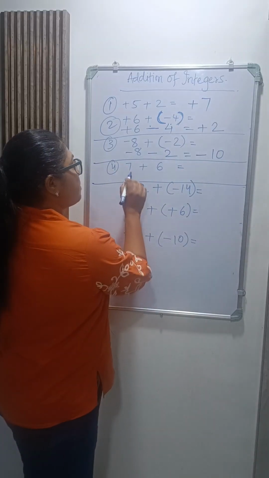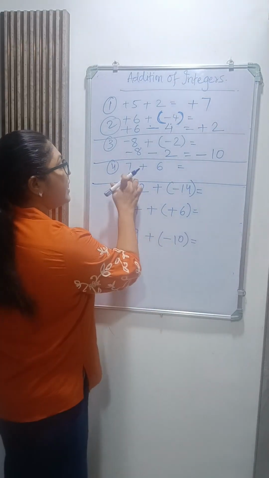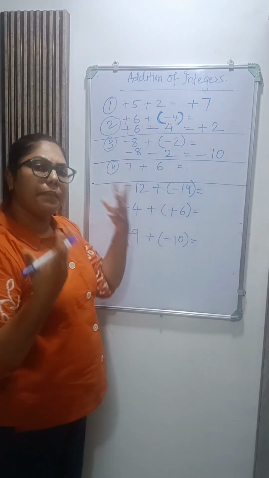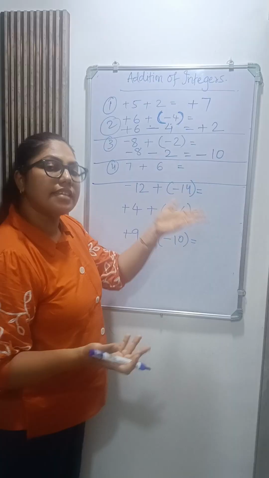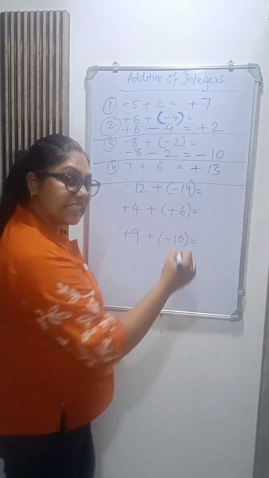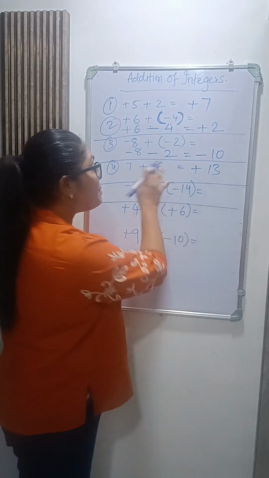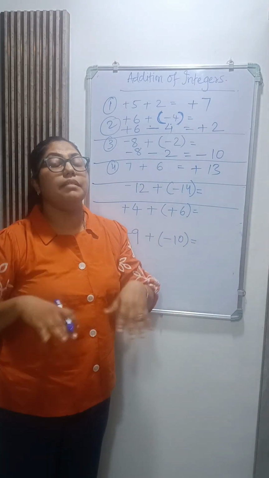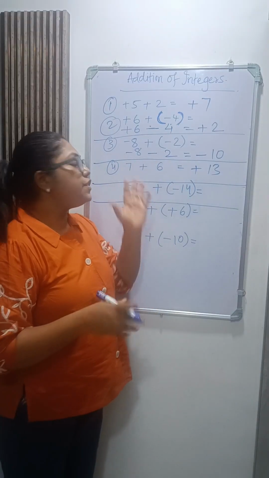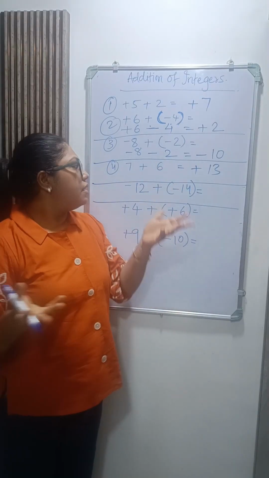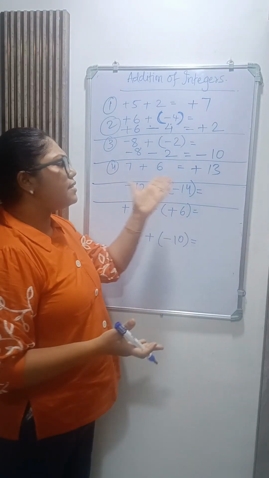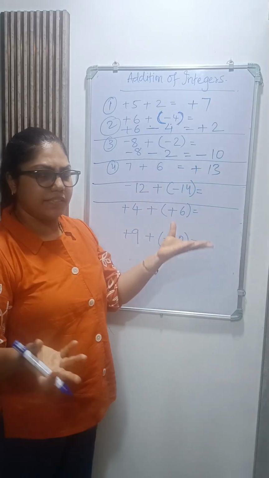Let's move on to the fourth sum. 7 plus 6. There is nothing in front of 7. Okay. Before 7 there is nothing, it means it is plus. So plus 7 plus 6. The answer is plus, and 7 plus 6 is 13. Sometimes with easy sums also we get confused because we are searching for the sign. But if no sign is given, we have to understand that it is a positive sign. So 7 plus 6 is 13, and that is positive 13.